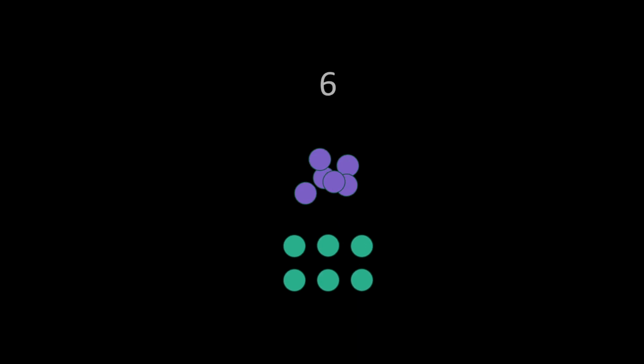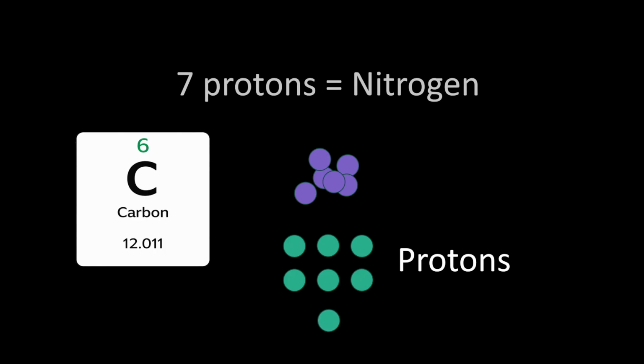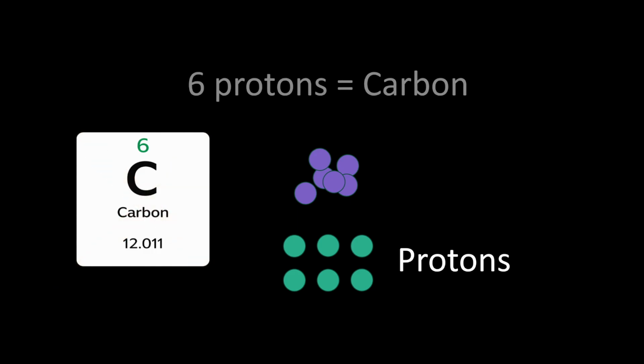The number of protons in the nucleus defines what element an atom is. For example, carbon always has 6 protons. If an atom had 7 protons, it would be nitrogen instead.